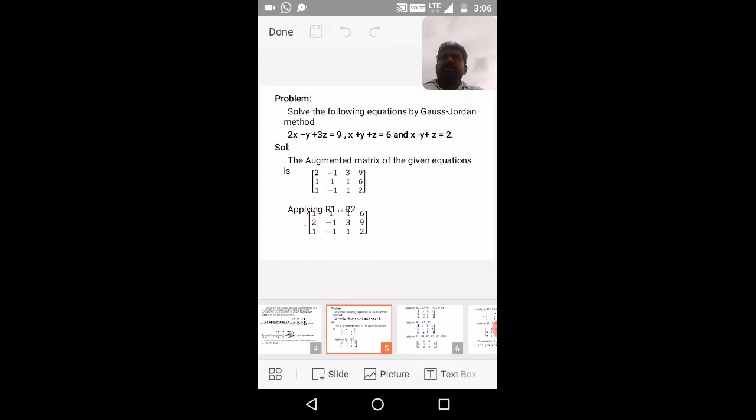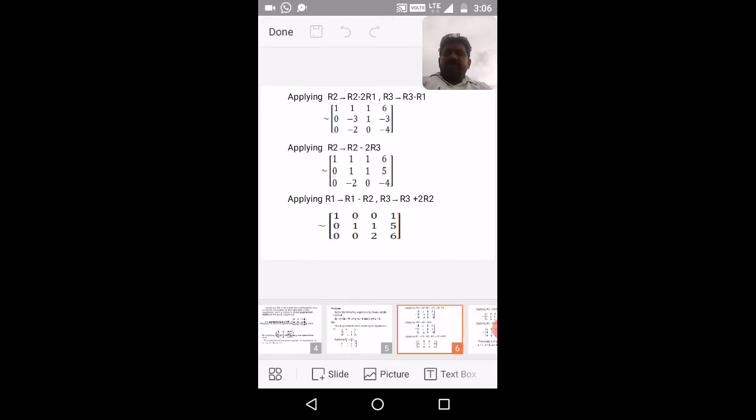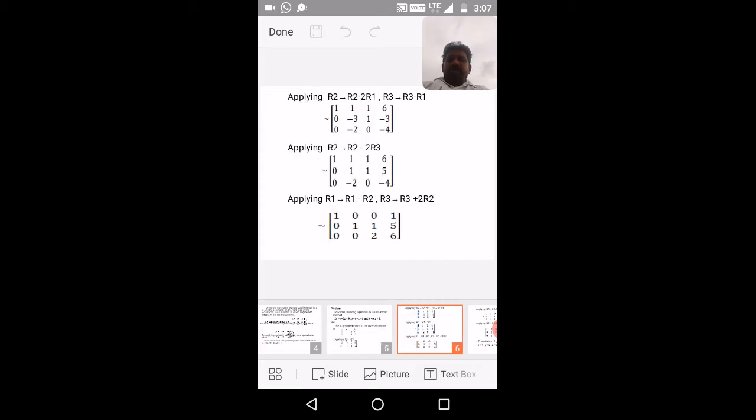So by simple subtraction, that is R3 minus R1, you will get the first element of the third row as 0. That's why we are taking the operations here, R2 as R2 minus 2R1, R3 as R3 minus R1. Okay, so R2 minus 2R1: 2 minus 2 is 0. For the second element, minus 1 minus 2 is minus 3, and for the third element, 1 minus 6.